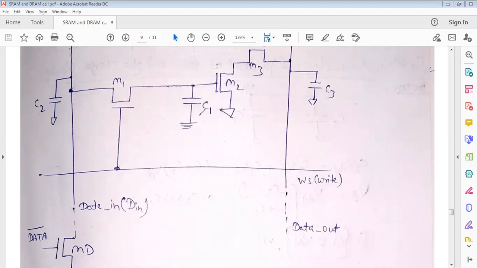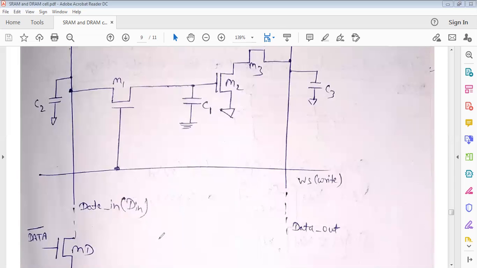Now one question arises: there is a simultaneous path that has been created between C2 and C1. You can see it here because M1 has been replaced by the closed switch, and this is your capacitor C1. Now C2 is already charged up to the voltage VDD, let's say. Now the charge of C2 will be shared among C1 and C2.